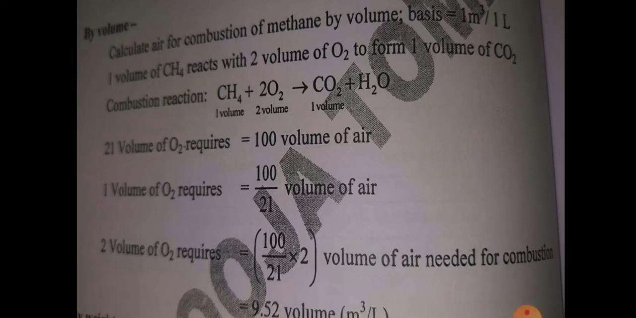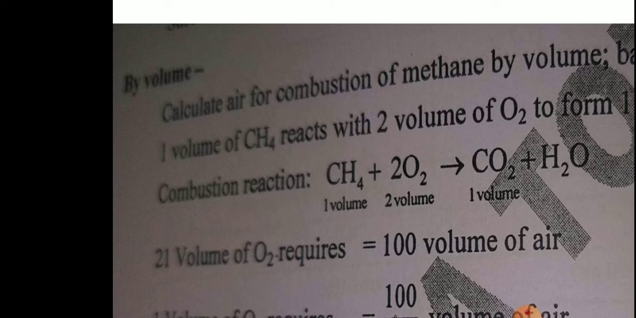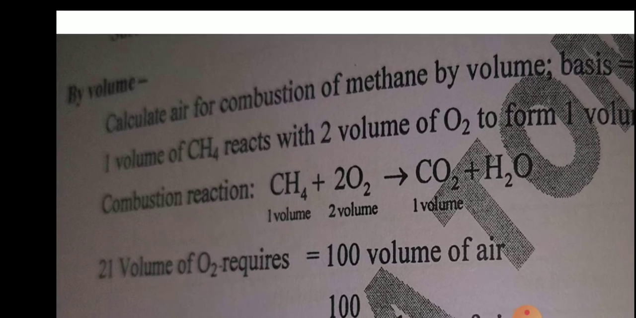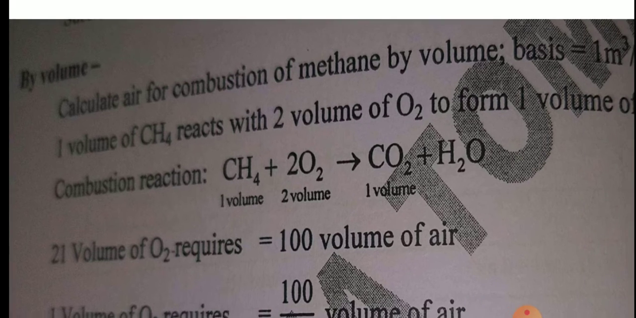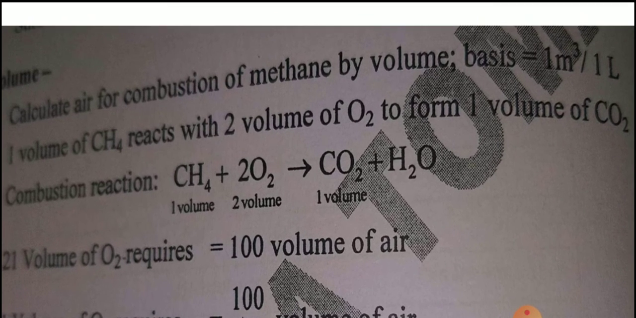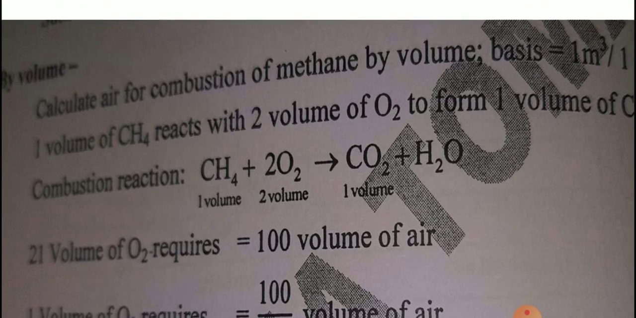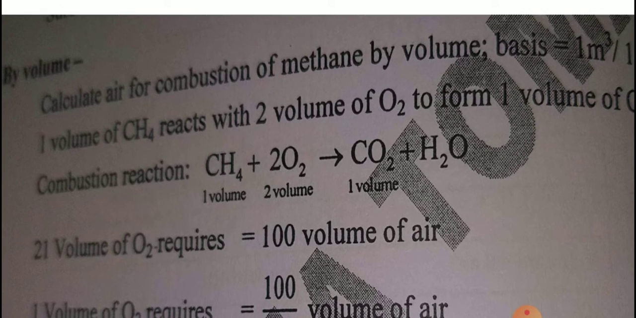So by using these concepts during the calculation by weight or by volume of oxygen needed, you can take help from this table. Now some sample problems have been shown for your help. Calculate air for combustion of methane by volume. Because the combustion is done by volume, the basis will be 1 meter cube or 1 liter, or as mentioned in the problem. Combustion reaction: 1 volume of methane requires 2 volume of oxygen to form 1 volume of carbon dioxide.